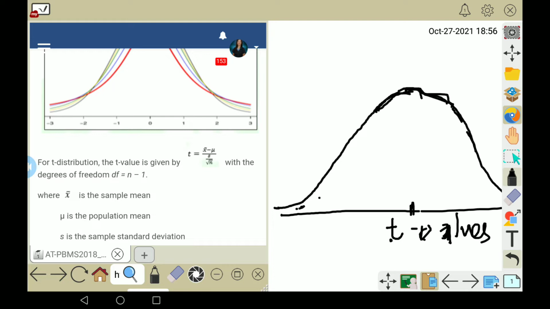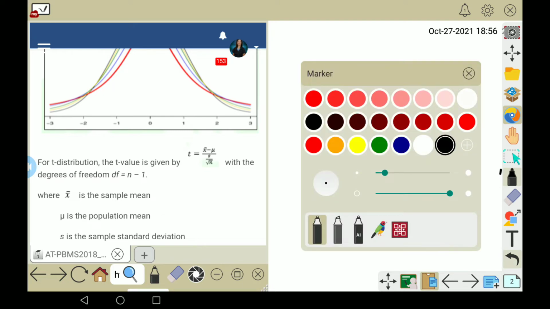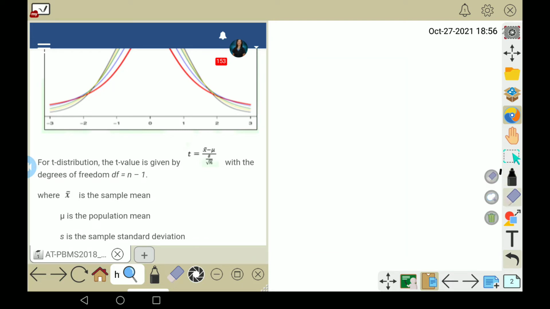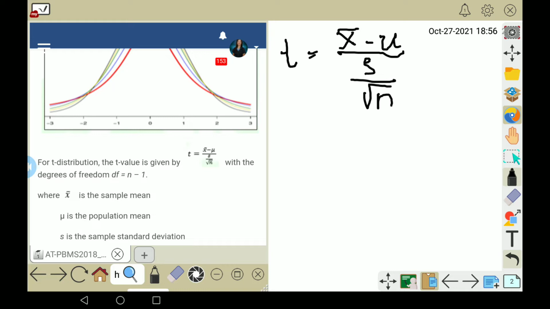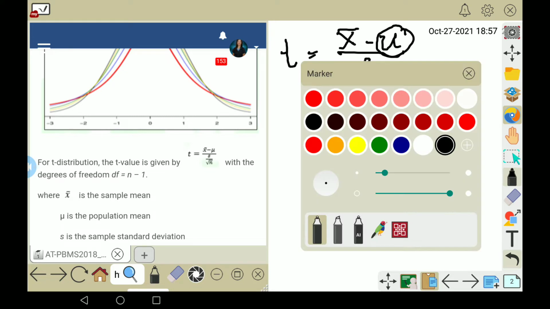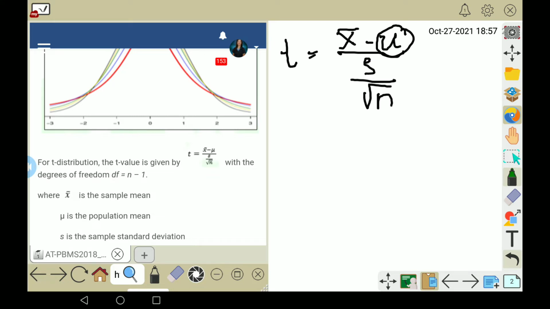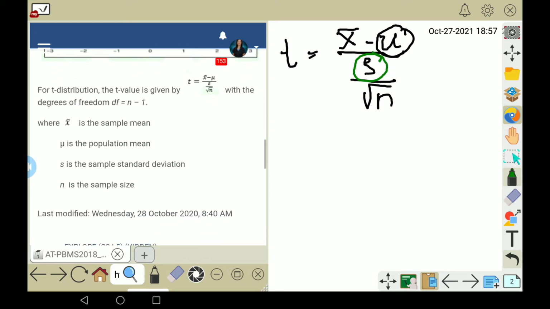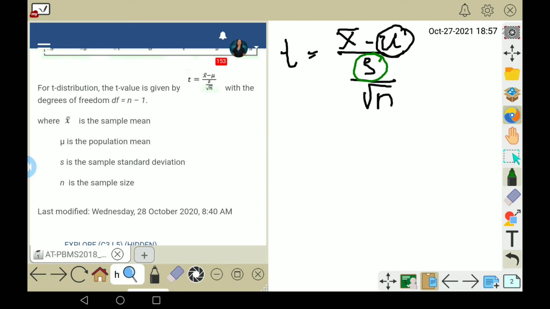So for the t distribution, the t value is given by the formula. For the formula, t is equal to x bar, which is your sample mean, minus mu, your population mean, over s divided by the square root of n. What is s? s represents your standard deviation, n represents your sample size, and x bar represents the sample mean.